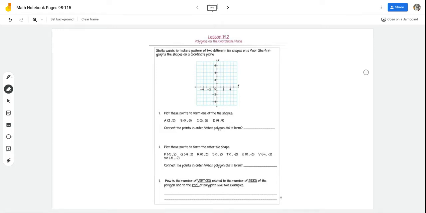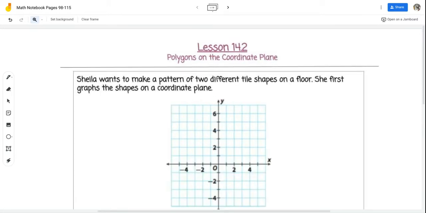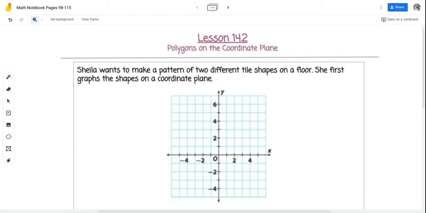We're on page 98, and we're focusing on lesson 14.2, which is all about polygons on the coordinate plane. So, drawing two-dimensional shapes on a coordinate plane using ordered pairs. We have the question at the top of this page. I'm going to zoom in and get a good close look here, and I'm going to read what it says.